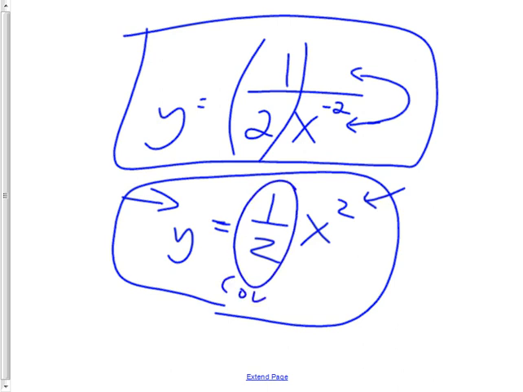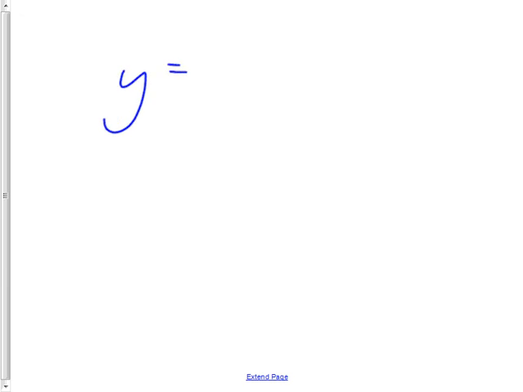Okay, one more. Let's say we had y equals, let me think, I want to make one where it's got a fraction in it, and there we go. Okay. Is this a power function? If so, what is its constant of variation? And what is its power?